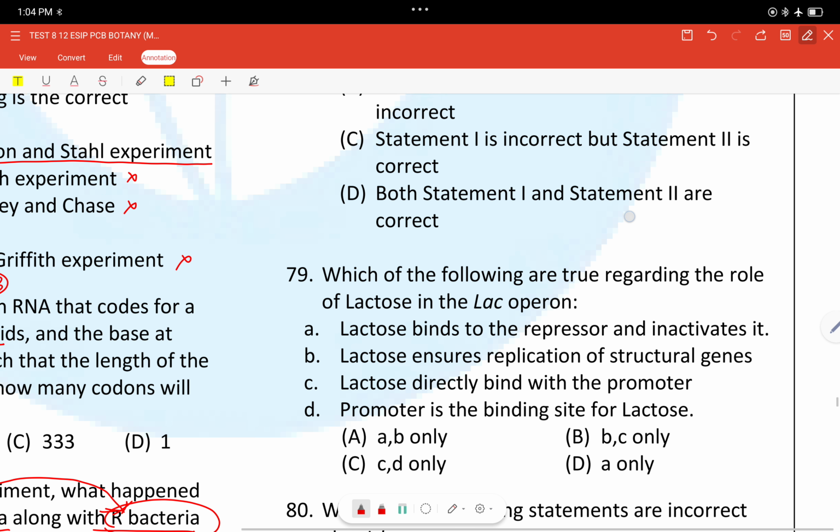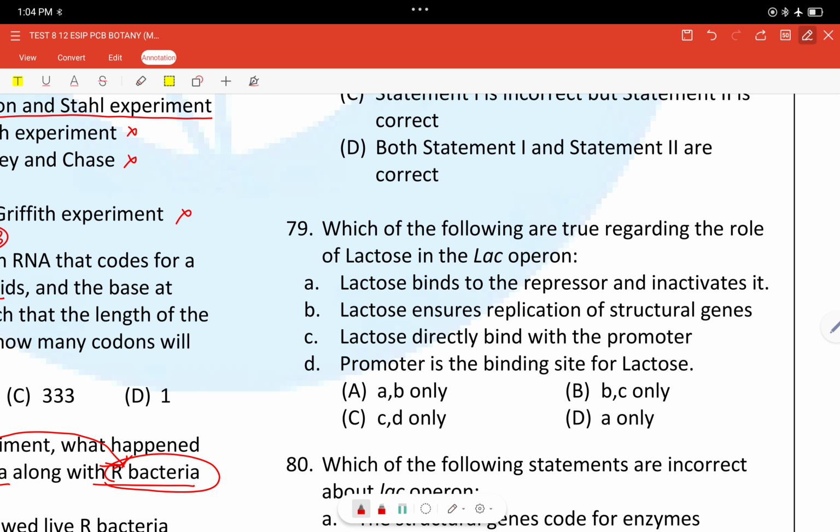Which of the following are true regarding the role of lactose in lac operon? Lactose is an inducer which binds to repressor protein and inactivates it. So lactose binds to repressor and inactivates it, correct. Lactose ensures replication of structural gene, incorrect. Lactose directly binds to the promoter, incorrect. Promoter is binding site for lactose only, that is also incorrect. So true is only A.